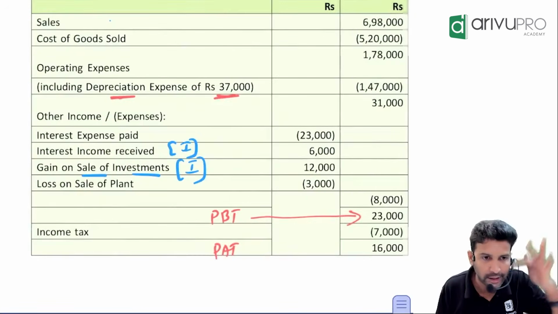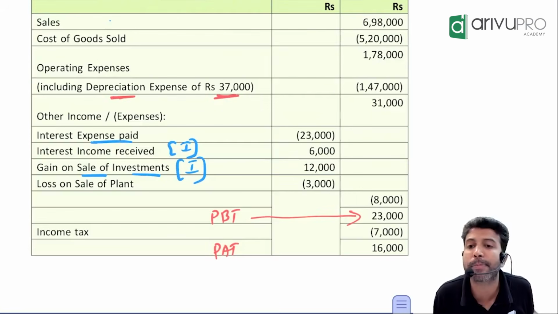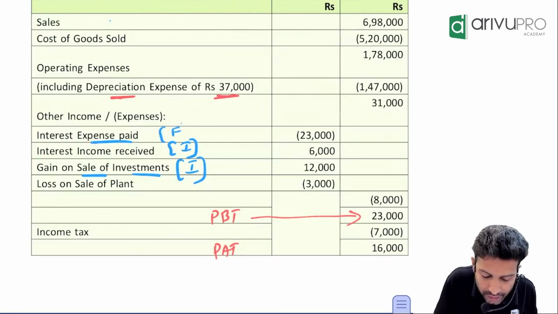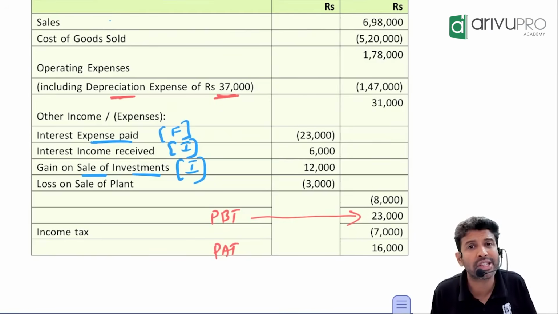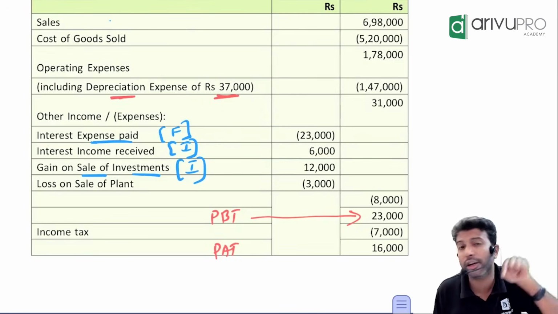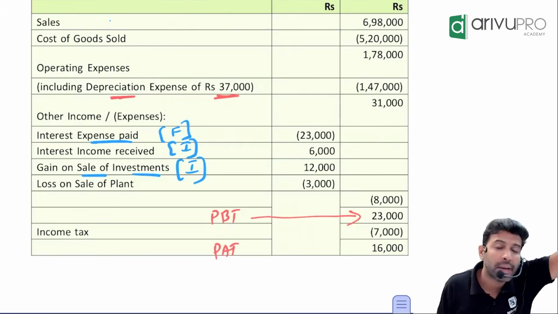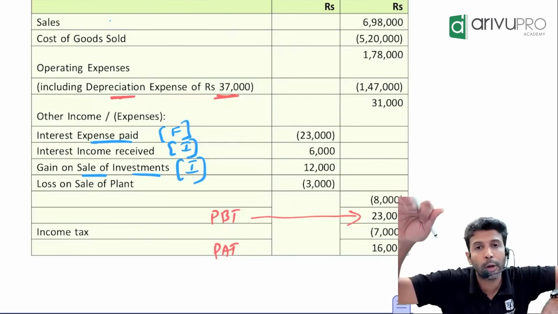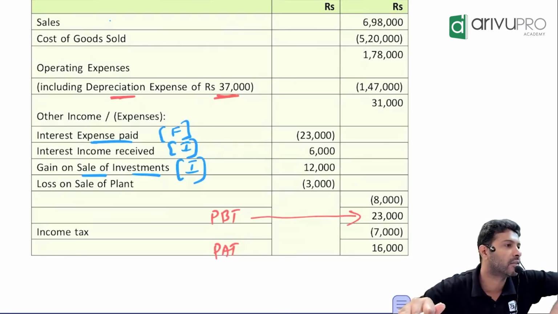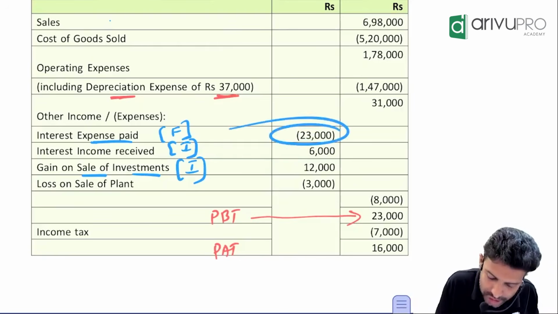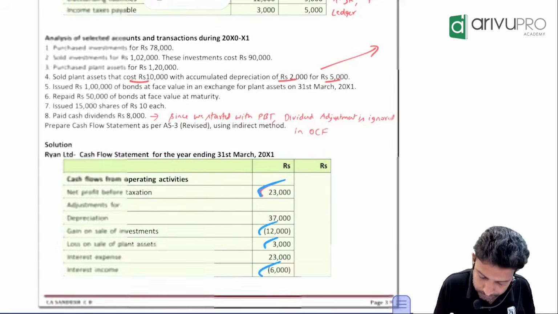Next. No order. You can do it in any order. Interest expense paid. Interest paid is what activity? Financing activity. But interest expense is an expense which has been transferred to P&L. Due to this, what impact on P&L? P&L has got reduced. So OCF also reduced. But it is not an operating activity, but a financing activity. What to do? Add back. How much? 23. Have they added back 23? Yes.